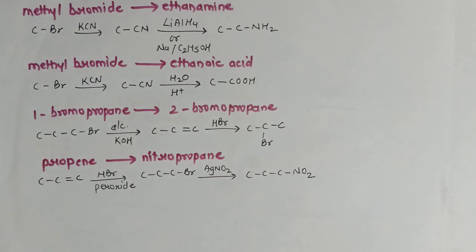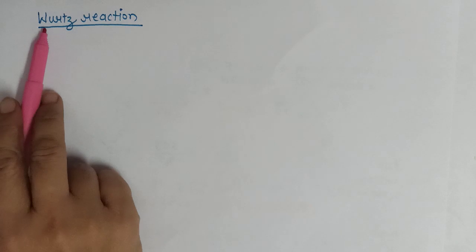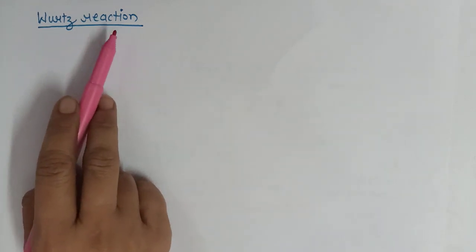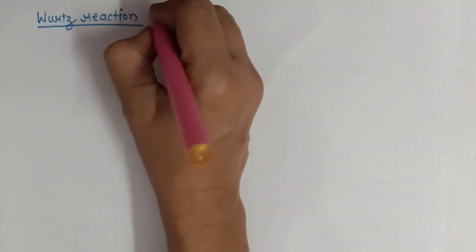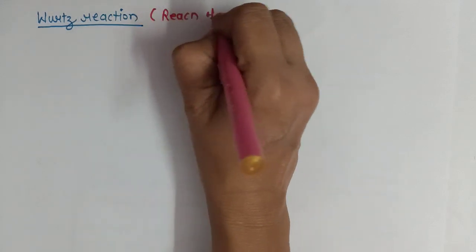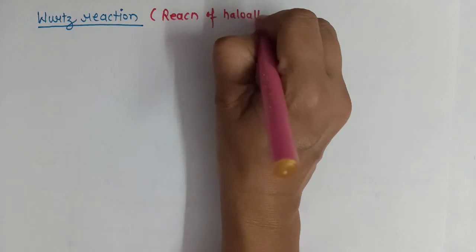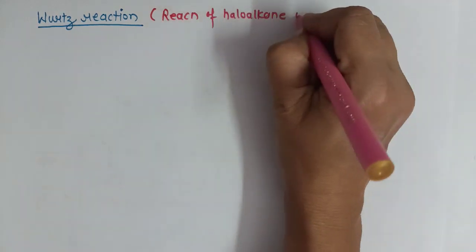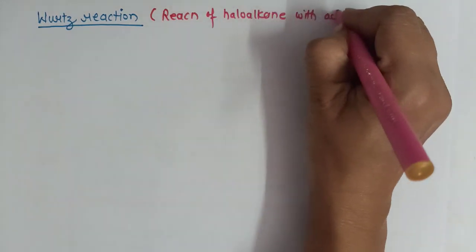Now my dear students, before we wind up the chemical properties, I want to tell you about one very important name reaction of this chapter. I want to throw some light on the Wurtz reaction. You have already studied this in your class 11th, and it can also be considered as a reaction of haloalkanes with an active metal like sodium.